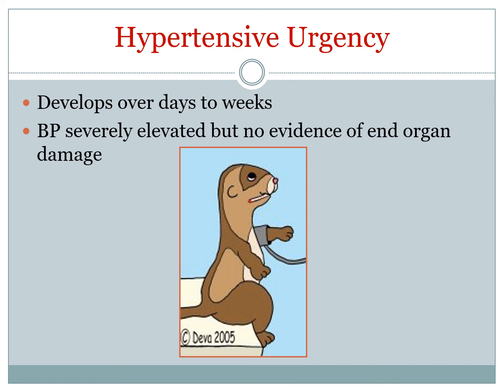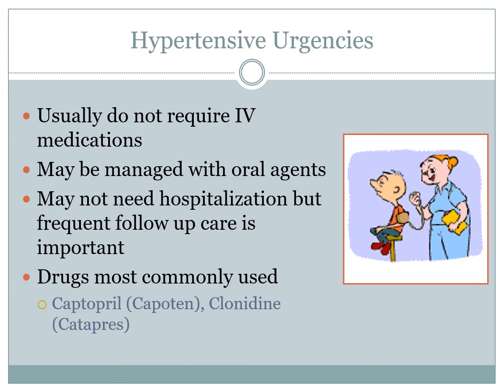So hypertensive urgency, we said, is different than hypertensive emergency because it develops over days to weeks, slower to develop. But the blood pressure is severely elevated as well, but there's no evidence of end organ damage. Therefore, we call it urgency versus emergency. Usually, the urgencies do not require IV medications. They typically can be managed with oral agents. They may not need to be hospitalized. However, it is important that they get follow-up care.